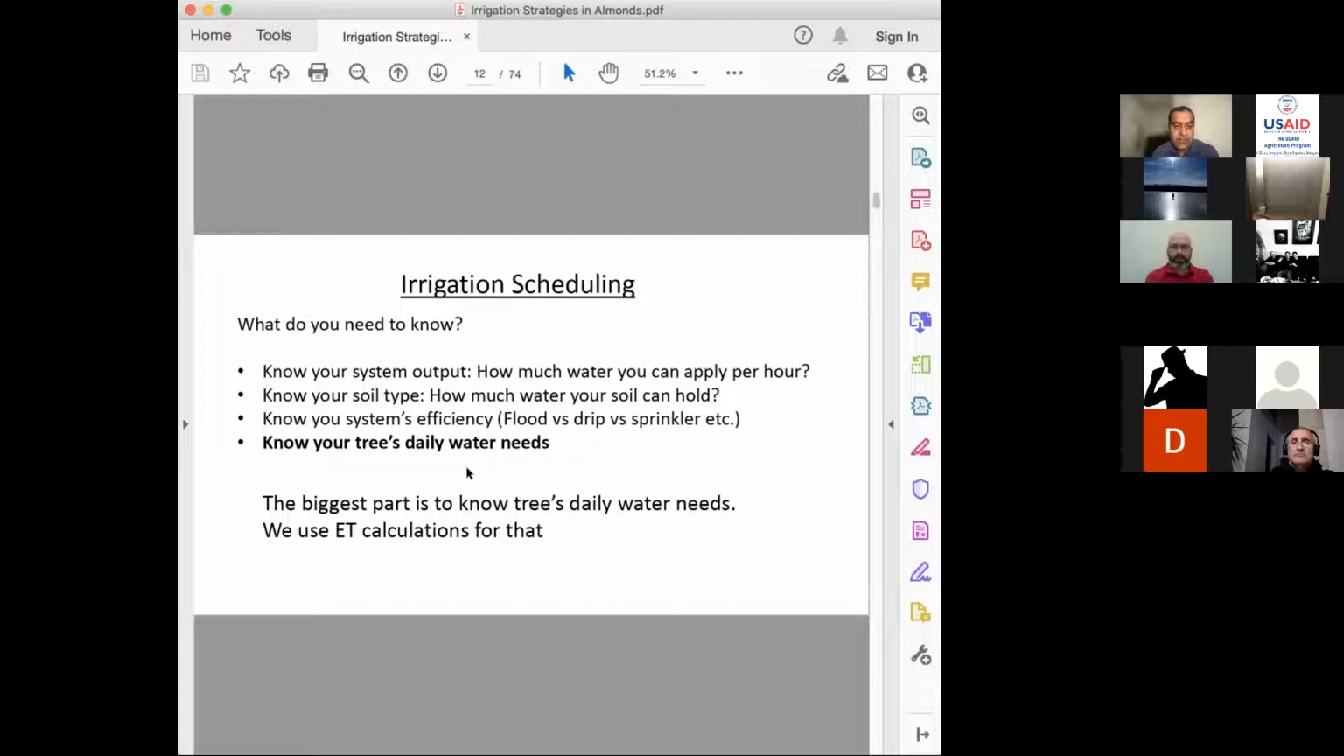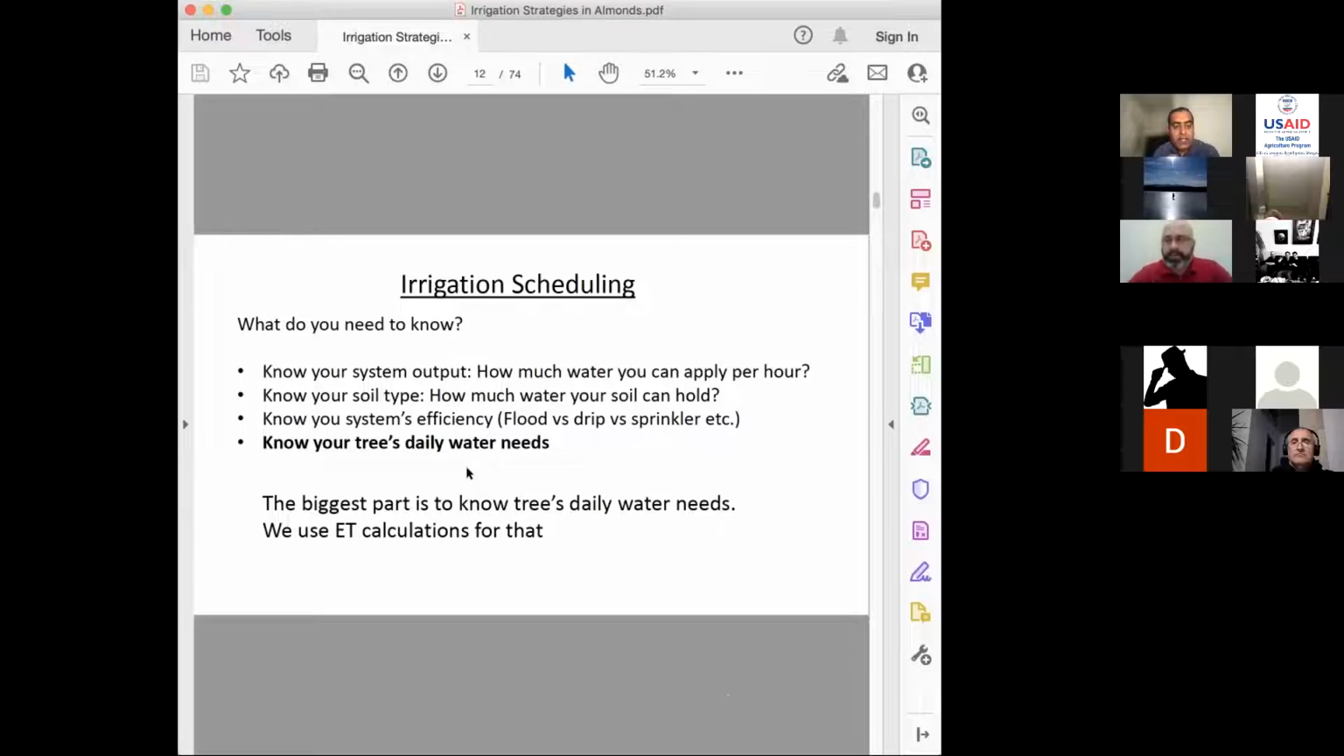And obviously the flood irrigation systems are much more inefficient because we apply a lot of water and only just a little water gets to the root zones and a lot of water goes to the underground deep percolation. Drip and sprinkler irrigation systems usually have 90 to 95% system efficiency.